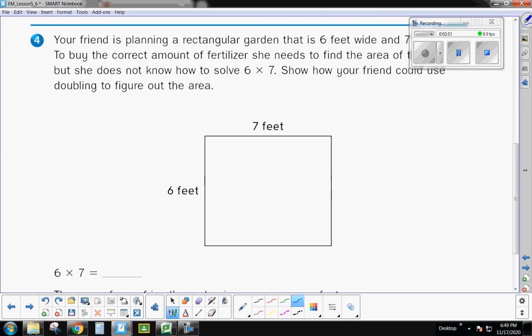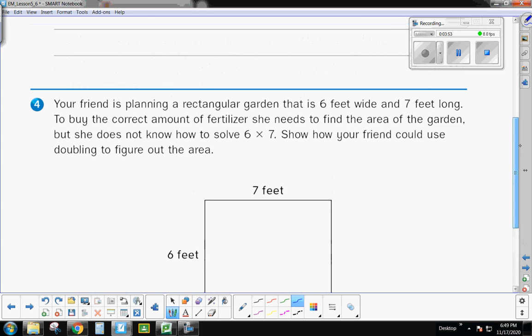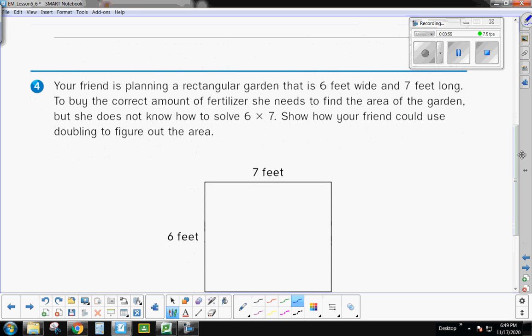Let's look down below at number 4. It says your friend is planting a rectangular garden that is 6 feet wide by 7 feet long. Now, to buy the correct amount of fertilizer, she needs to find the area of the garden, but she doesn't know how to solve 6 times 7. Show how your friend could use the doubling to figure out the area.